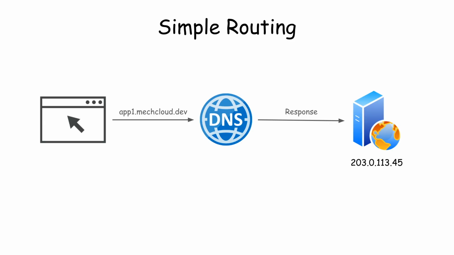Simple routing is the most direct way to point a domain name to a resource, like a web server. This diagram illustrates the concept perfectly. On the left, a user types app1.mccloud.dev into their browser. That request goes to a DNS server, which, using the simple routing policy, gives back a single, direct answer, the server's IP address, 203.0.113.45. The browser now has the exact address it needs to connect to our application. It's a straightforward one-to-one map between a name and an IP address. To set this up, we need to create what's called an A record. In the next step, we'll do just that in the AWS Console.